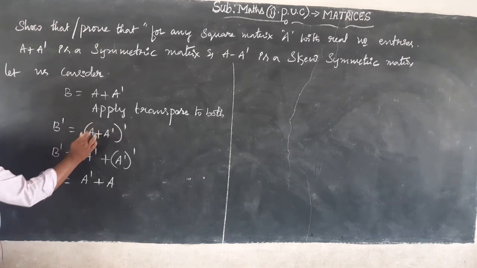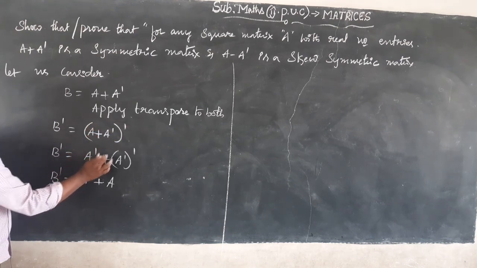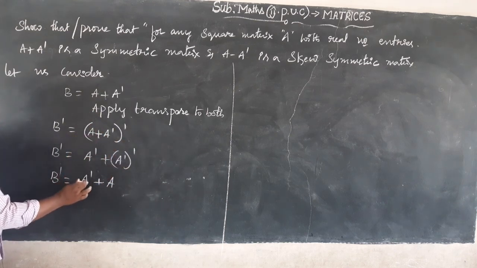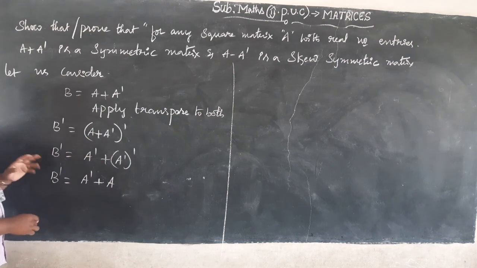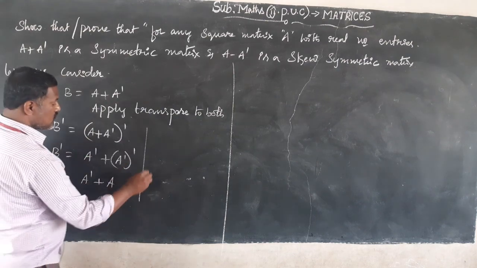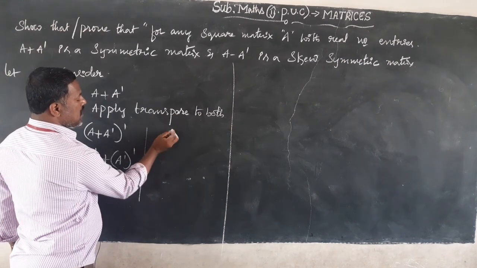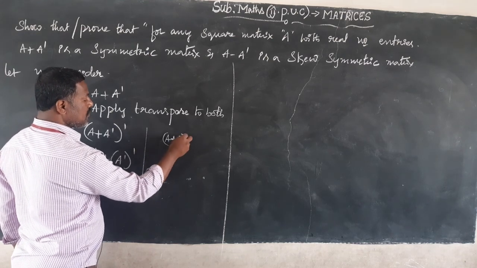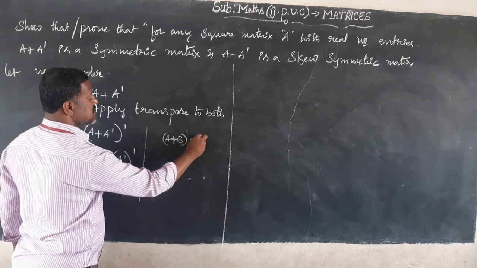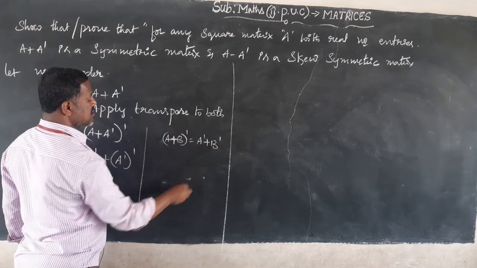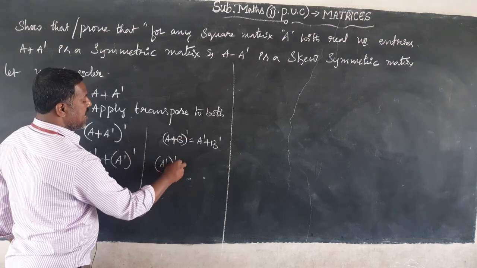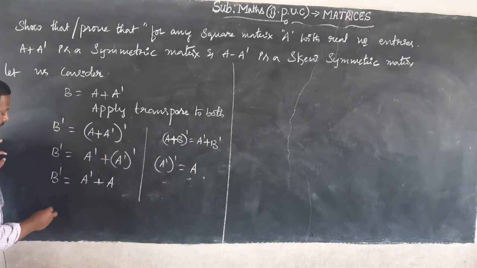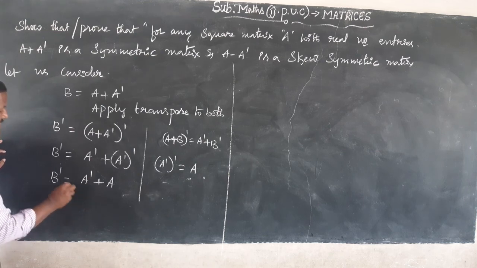Apply it on A dash, plus stays plus. Apply it on A dash whole dash. Let us write A dash as it is plus A dash whole dash, as we all know. According to the transpose property, A plus B whole dash is nothing but A dash plus B dash. Similarly, the value of A dash whole dash is A.